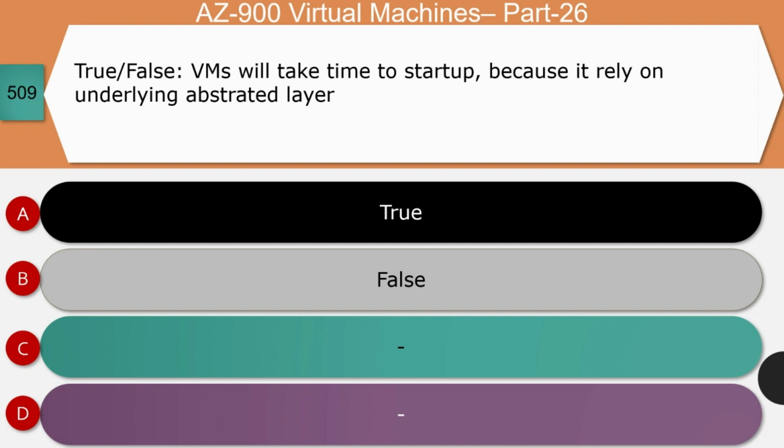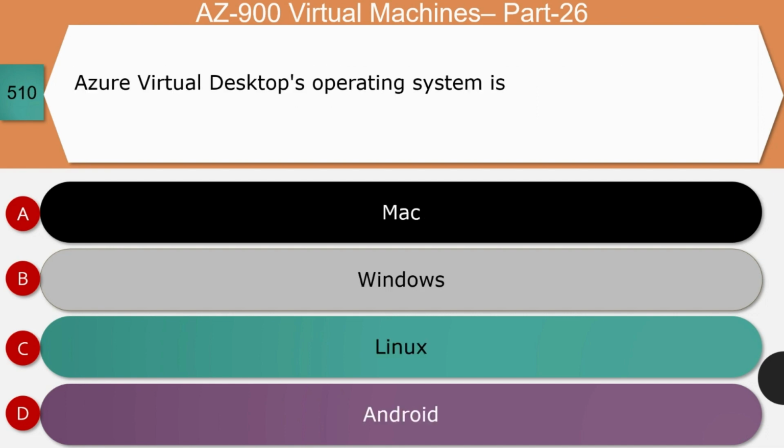Next question, true or false? VMs will take time to start up because they rely on an underlying abstracted layer. Is it true or false? The right answer for this question is true. Let's see the reason. To bring up the VM, the host OS needs to be up and running, so it will take its own time to boot up, and VMs will take time to start up their own guest OS, and so the right answer for this question is true.